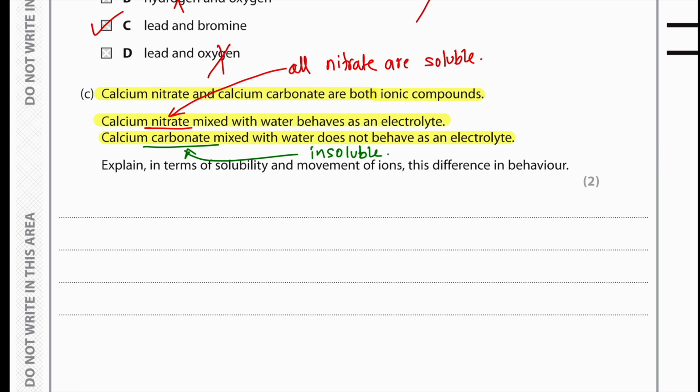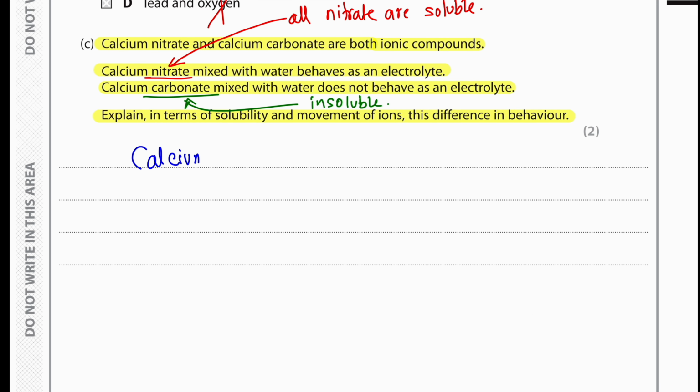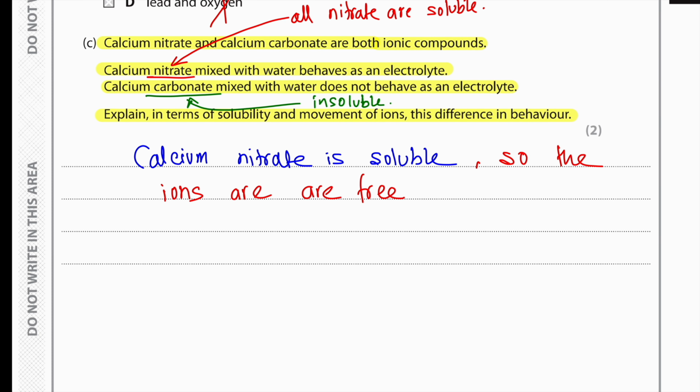The question says, explain in terms of solubility and movement of ions these differences in behavior. So the answer is calcium nitrate is soluble, but calcium carbonate is insoluble. So in calcium nitrate, the ions are free to move in solution.